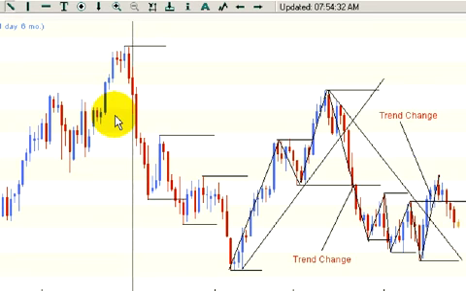Now, in order to identify these areas of support and resistance, or valleys and peaks, I'll add some lines to make it more easily identifiable. This is a valley, moved up towards a peak. The peak moved down to a valley, moved up towards a peak, and then finally moved down to form a new valley at this point here.